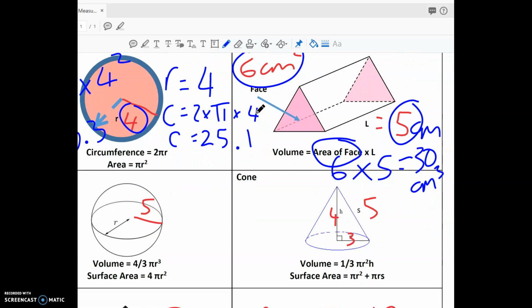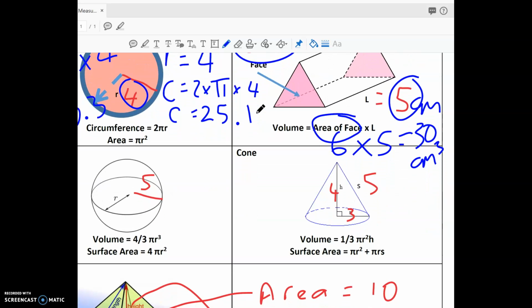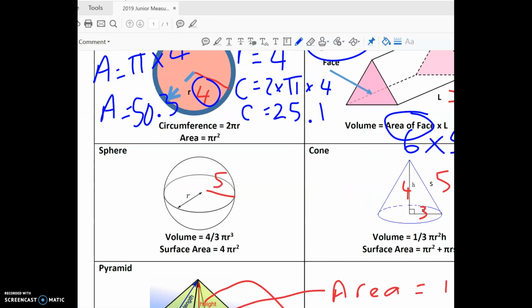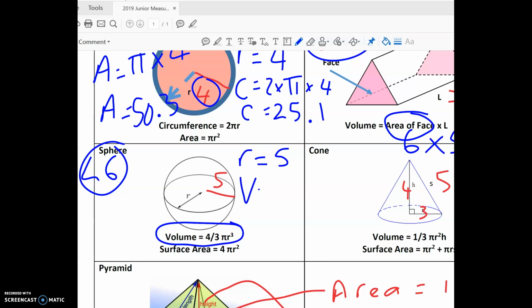Alrighty. Now, what's important to notice is that these formulas here with the sphere, that's actually level 6. Now, it isn't any harder. It's just straightforward algebraic substitution. You get this formula sheet in the exam. So here we can see the radius equals 5. So we need to calculate the volume by doing 4 times pi times 5 cubed divided by 3.